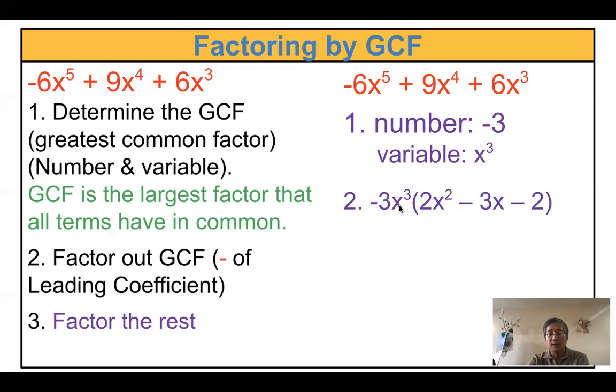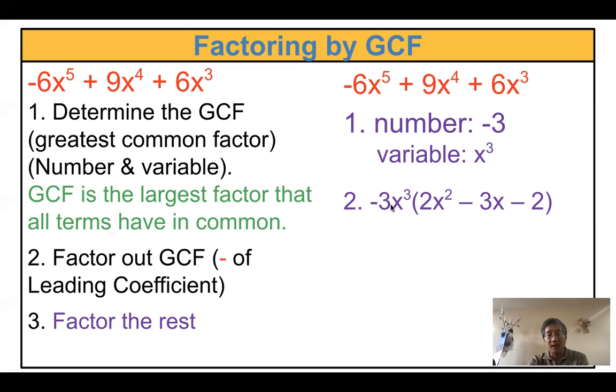How about the variable? x cubed times what is x to the fifth power? When you multiply the variables, you add the powers, right? 3 plus what is 5? Oh, it's 2, right? 3 plus 2. When you multiply the variables, you add the powers. Okay? So x cubed times x squared is x to the fifth power. Okay? Then how about the second one? Negative 3 times negative 3 is a positive 9, right?